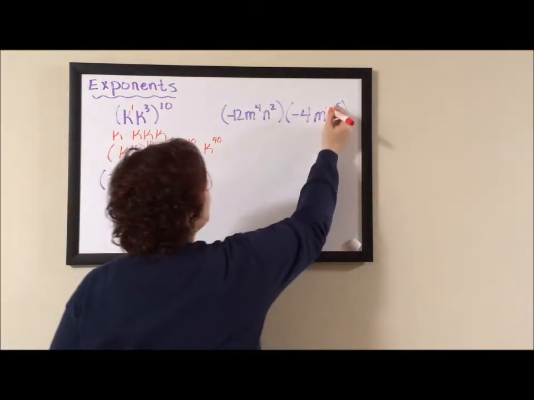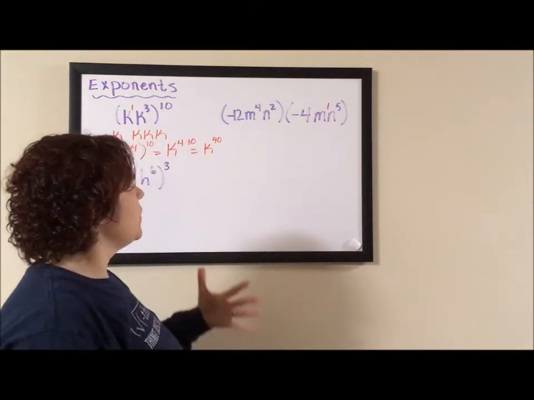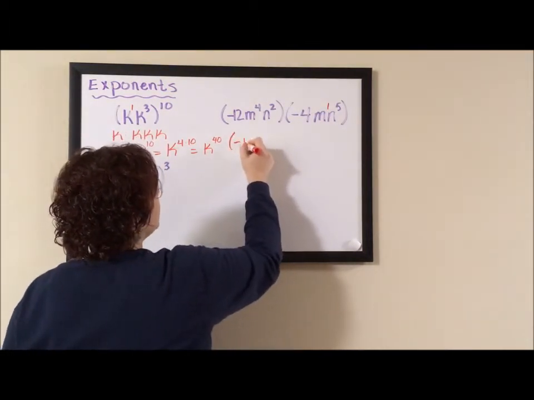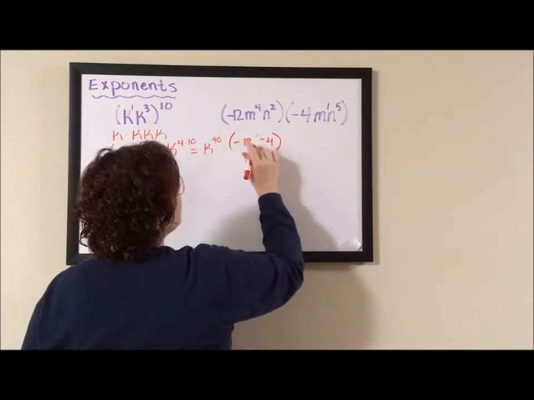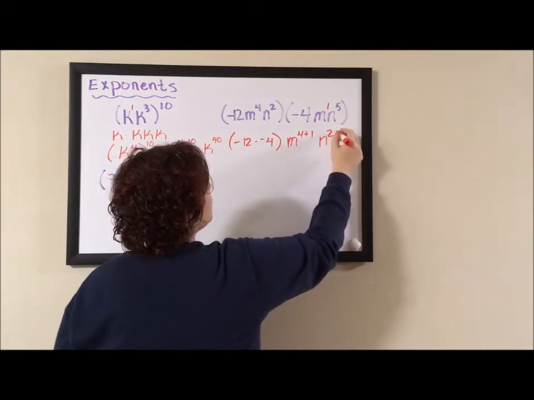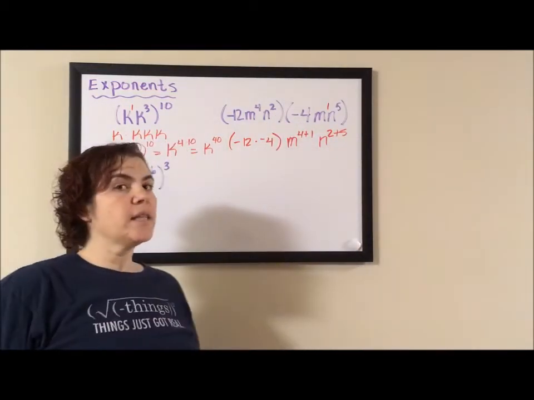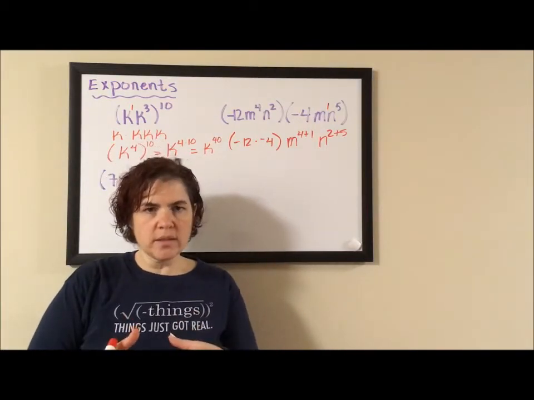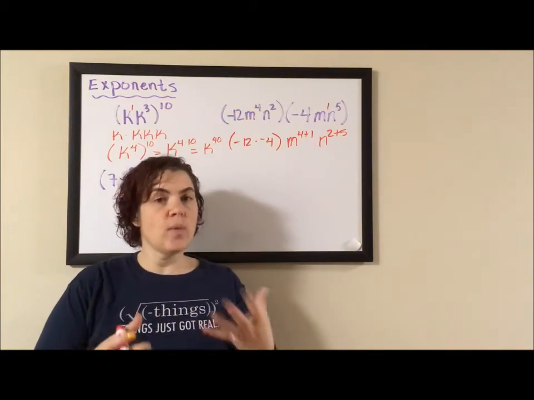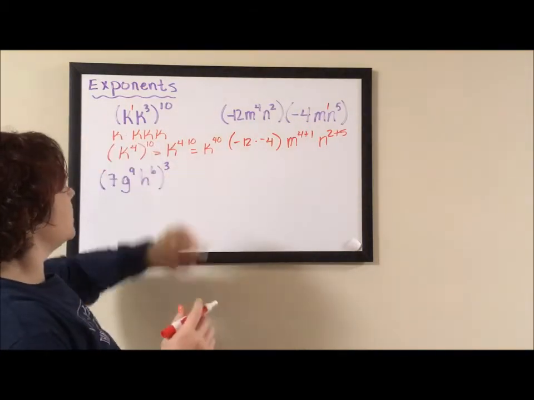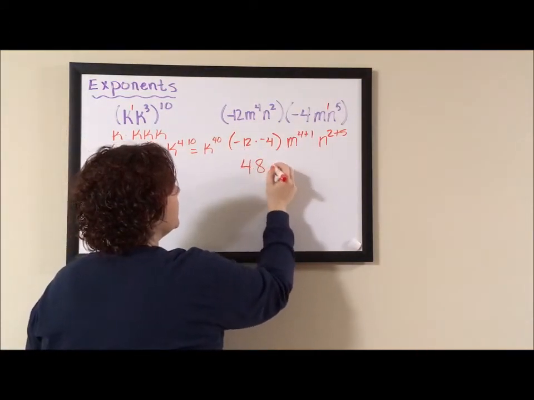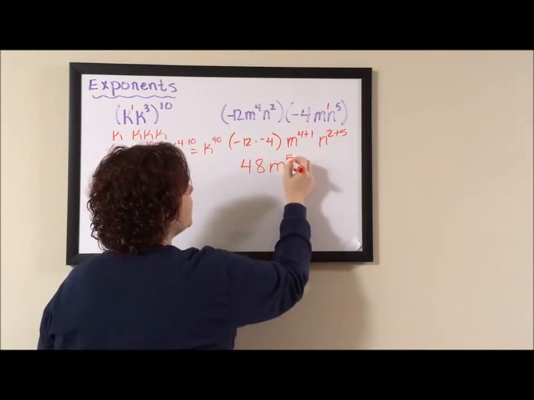So once again, coming in and putting a 1 right here can really help us see we have three bases. The numerical base, 12 times 4, negative 12 times negative 4, m to the 4 plus 1, and n to the 2 plus 5. Once again, we're adding the exponents because there are two n's, and each n has an exponent, and when the exponents are attached to same bases, you add them. And you can always expand to double check. All right, a negative times a negative is a positive, so we have 48 m to the 5th n to the 7th.